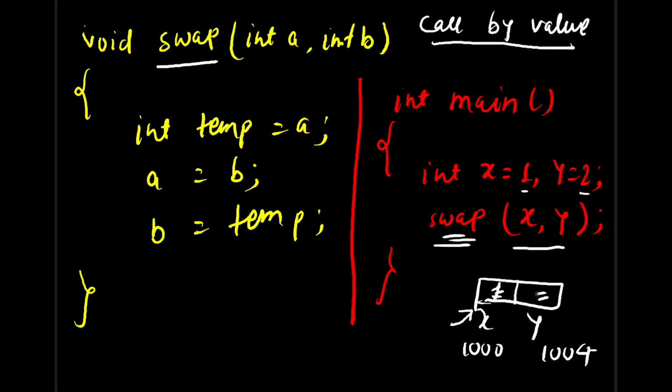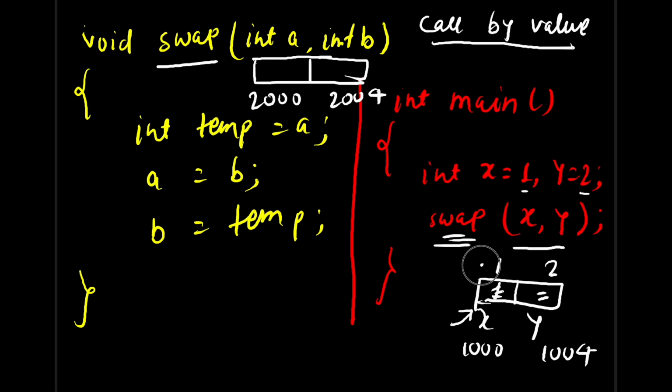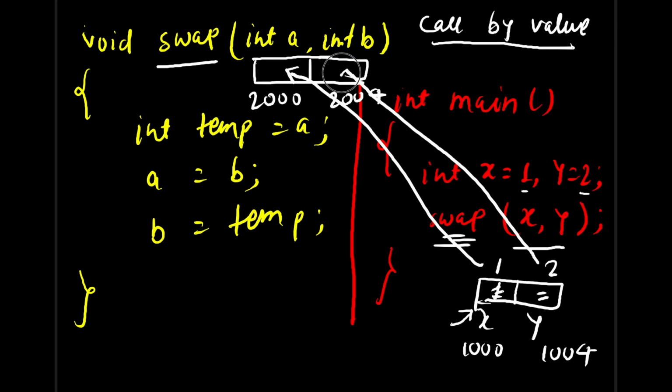So what is the value? 1. And what is the value over here? 2. So here 1 and here 2, and this we are passing to this swap function. So whenever it is coming here, for this swap function another formal memory will be created, and this memory is stored in stack memory, if you remember. So let's say this memory is 2000 and this is 2004. So this value will be copied to the 2000 location and this value will be copied to the 2004 location.